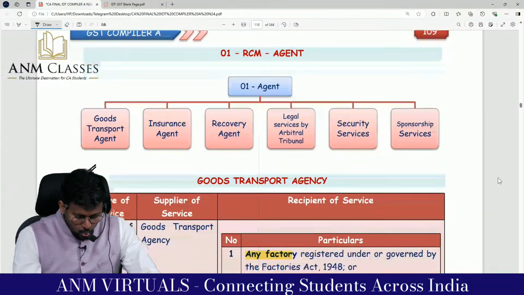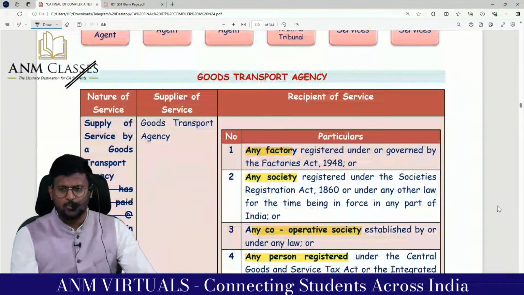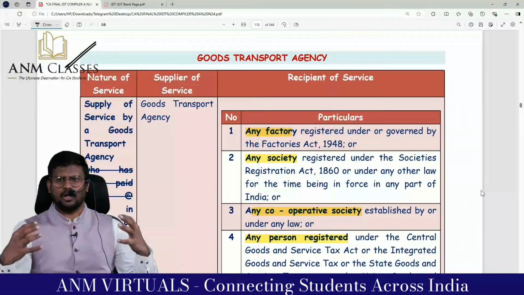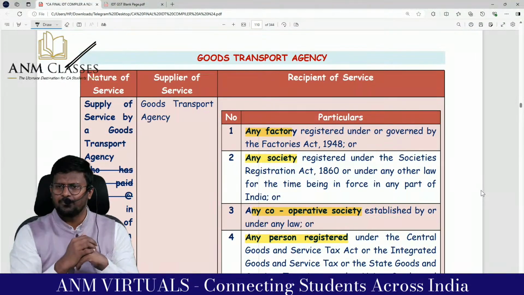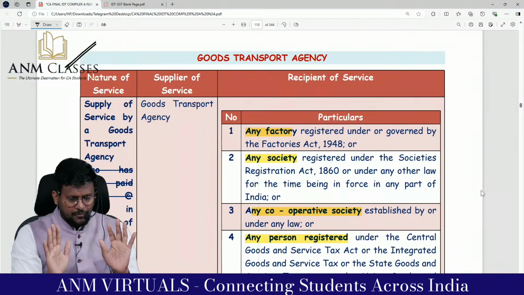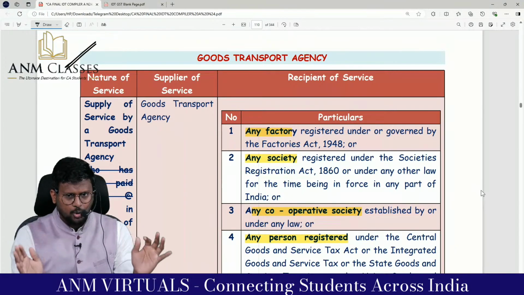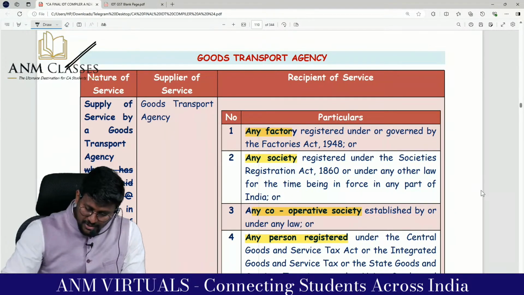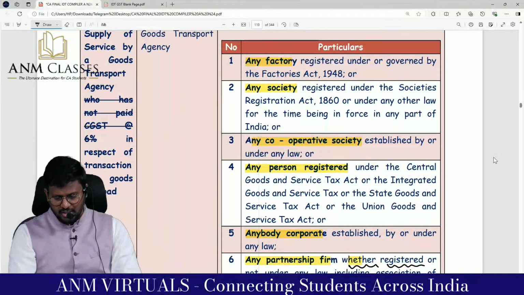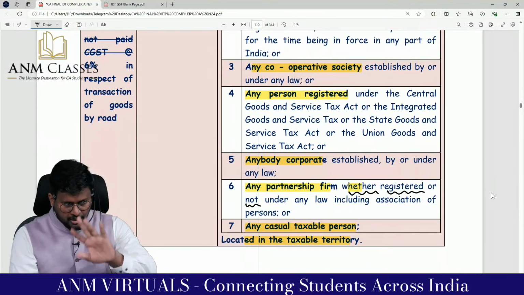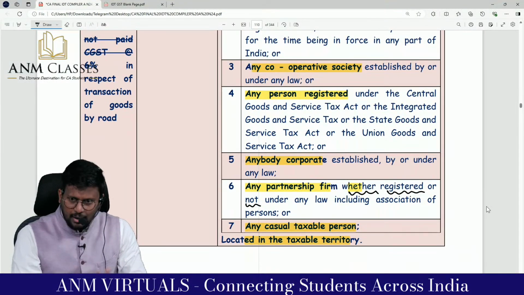Right? With regard to the goods transport agent, sir, just listen to me and join along with me. Service provider may be GTA. Service recipient may be 7 specified persons who are located in taxable territory. Then the 7 specified persons located in taxable territory are the persons liable to pay GST on reverse charge basis. The 7 specified persons are factory, society, cooperative society, any registered person, any body corporate, any partnership firm, whether registered or not, casual taxable person and located in taxable territory.